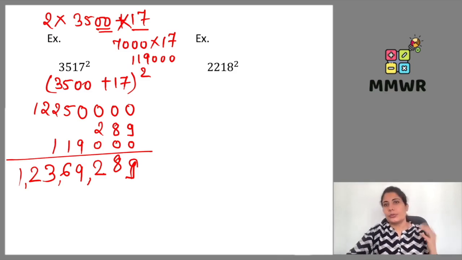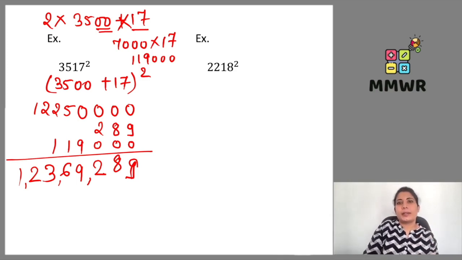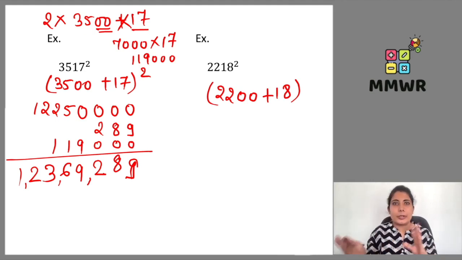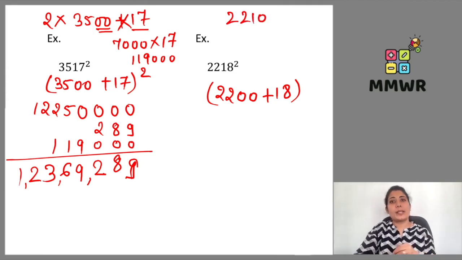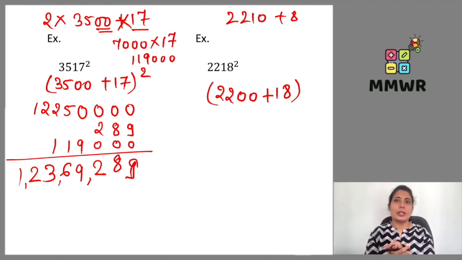Let's move to simplify to get the square of 2,218. I took big numbers here so that you will understand why I am suggesting only this method. Why not that column method? So 2,218 can be written as 2200 plus 18. I can't write it as 2210 plus 8, because I don't know the square of 221. But for 22 I know, for 18 also I know.